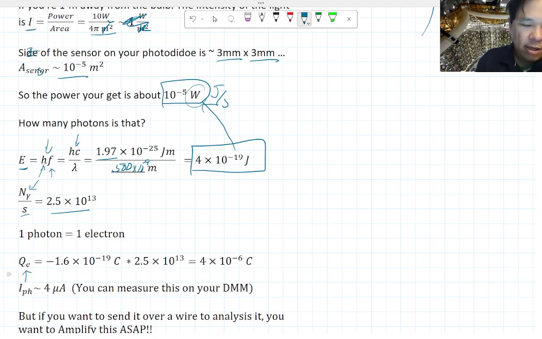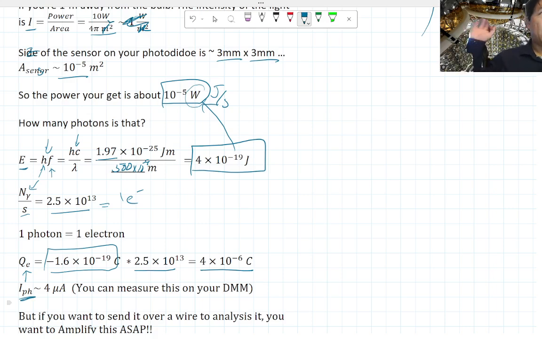Okay, and if our photosensors are 100% efficient, which usually they are not, because each of these photons is 1 electron, the charge of 1 electron is negative 1.6 times 10 to the negative 19 coulombs. Sticking to the SI units, you multiply that together, you get about 4 times 10 to the negative 6 coulombs. So that means the current that you get from a light bulb about a meter away from a small sensor like that is about 4 microamps, because that's the number of coulombs per second that you're generating.